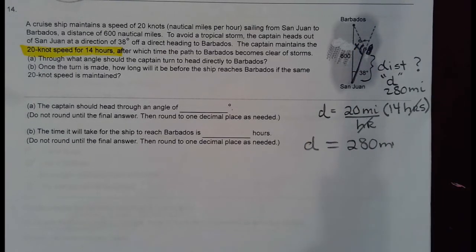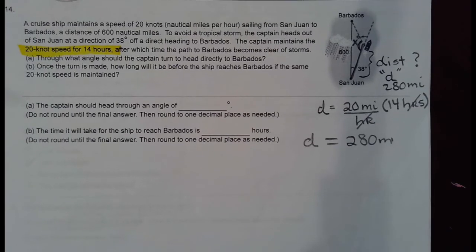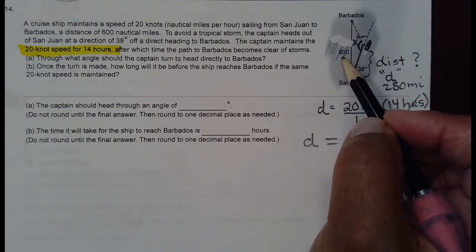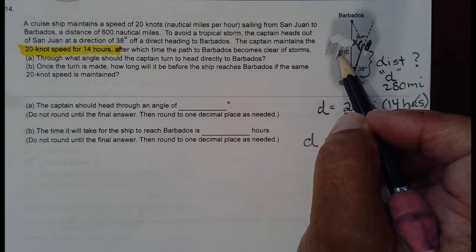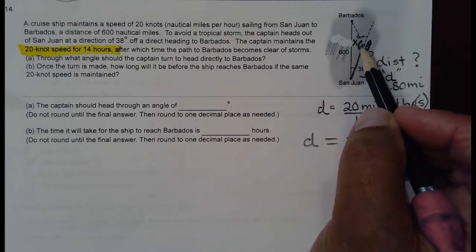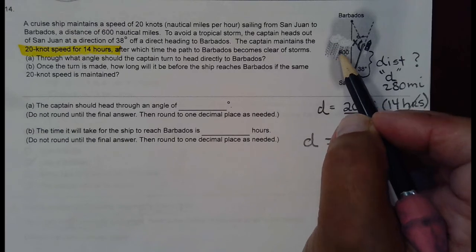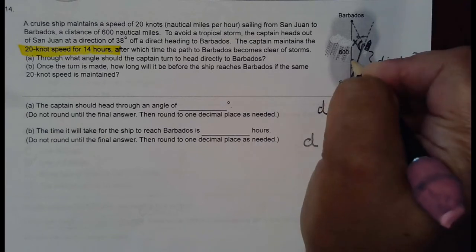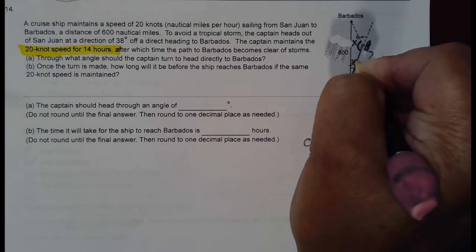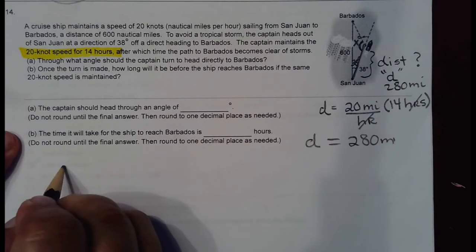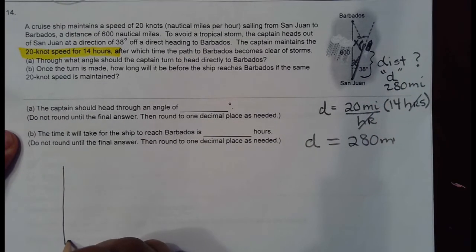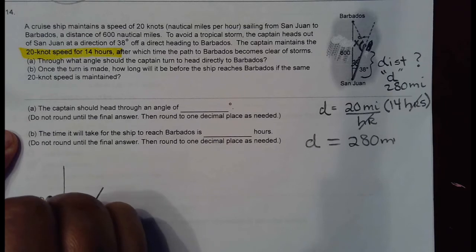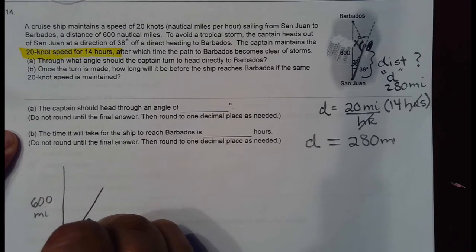Maybe I should make this picture bigger. So this is 38 degrees. This is 600 miles. We found out that this was 280 miles. So the boat is traveling this far for 280 miles, and then all of a sudden it wants to turn to go to Barbados because it sees that the path is clear. I want to know what this angle is right there. And there's going to be another question that they're going to ask as well.